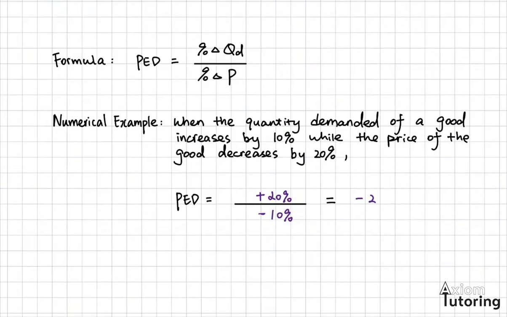Now, let's look at a numerical example. Imagine that the price of a cinema ticket goes up by 10%, and as a result, the number of tickets sold falls by 20%. PED equals negative 20% divided by positive 10%, which is minus 2. In absolute terms, PED is 2, which means that demand is relatively price elastic since the percentage change in quantity demanded exceeds the percentage change in price, signaling that consumers are very responsive to price changes.